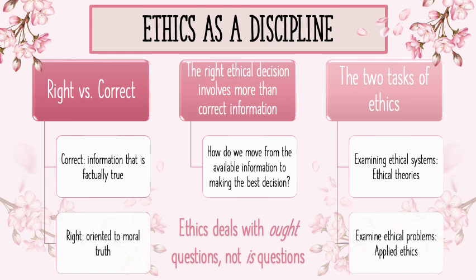Right has to do with moral truth. Right has to do with this concept of what ought we do. So when we're talking about the discipline of ethics, we're not just talking about what is correct. We're not talking about what a textbook tells me. What we are looking for is much more personal. And how do we take the correct information that is available to us, and then apply that to know what we ought to do and what is the best decision from what we ought to do.